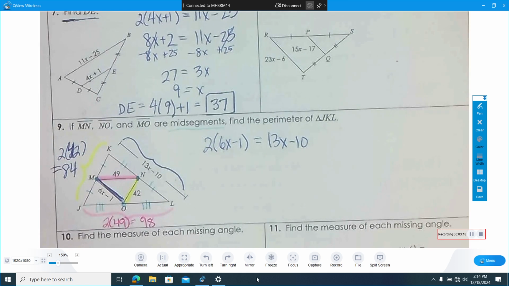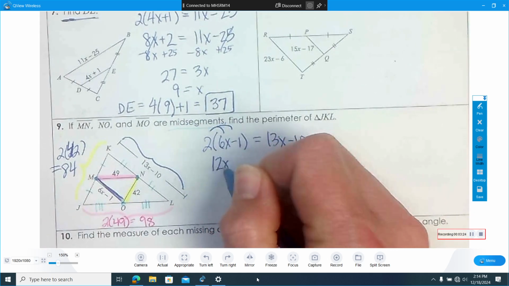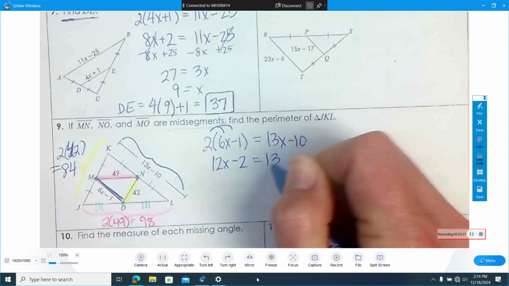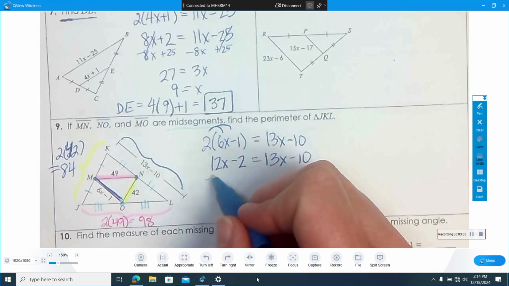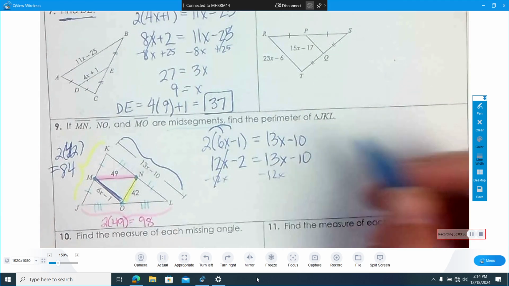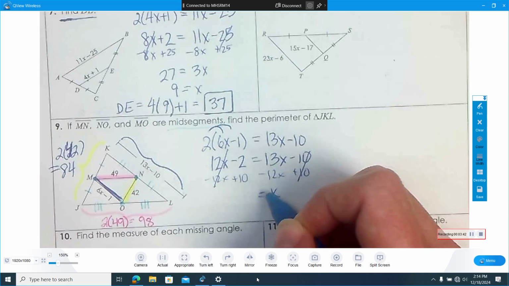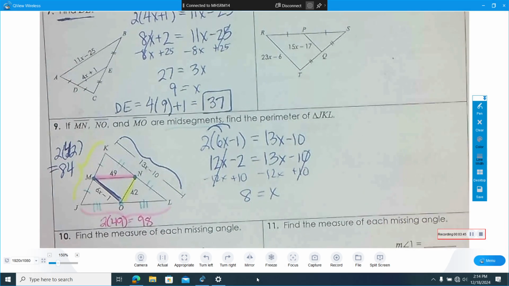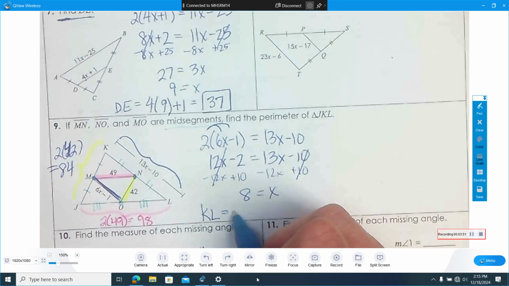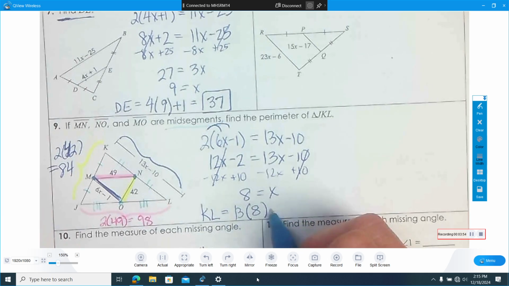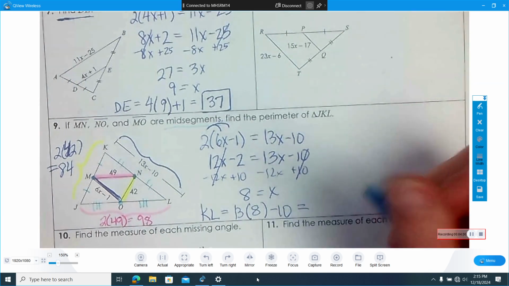What do we do next? Distribute, good. 2 times 6x is 12x. 2 times negative 1 is negative 2. And we're going to put our x things together. So I'm going to subtract 12x. I'm also going to add 10. So I get 1x equals 8. Am I done? No, I need to figure out KL. KL is 13x minus 10, so 13, plug in my x value, minus 10. So 13 times 8 minus 10 is 94, good.